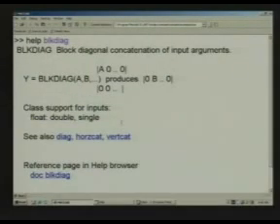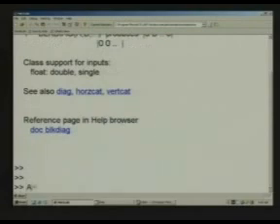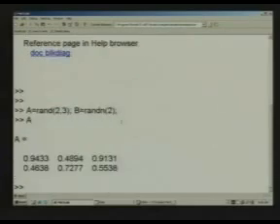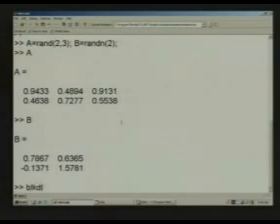Now suppose I want to construct a block diagonal matrix, taking some elements. Block diagonal matrices are very much required in matrix manipulation and linear algebra. Let us say A is rand(2, 3), and B is some randn(2), like that. So A is a matrix like this, B is a matrix like this. Suppose I write C is blkdiag(A, B).